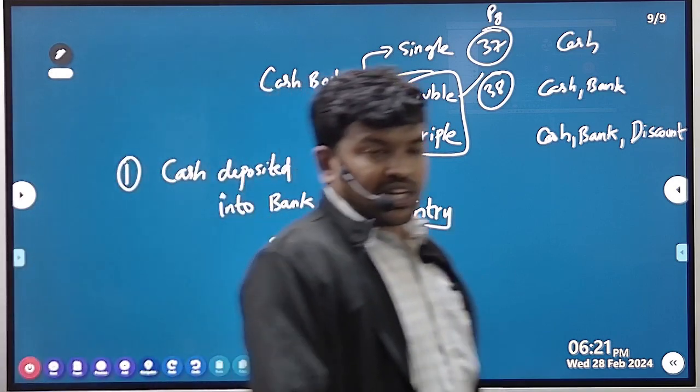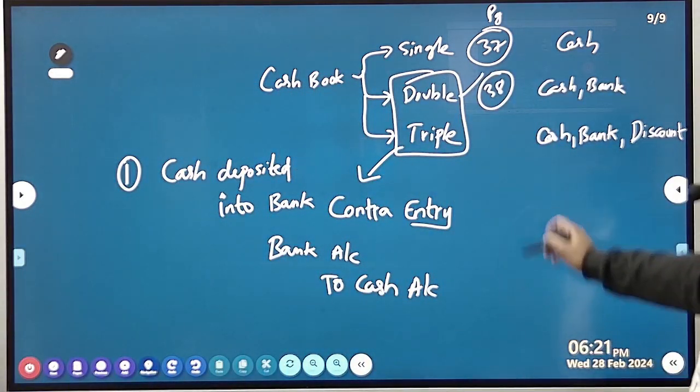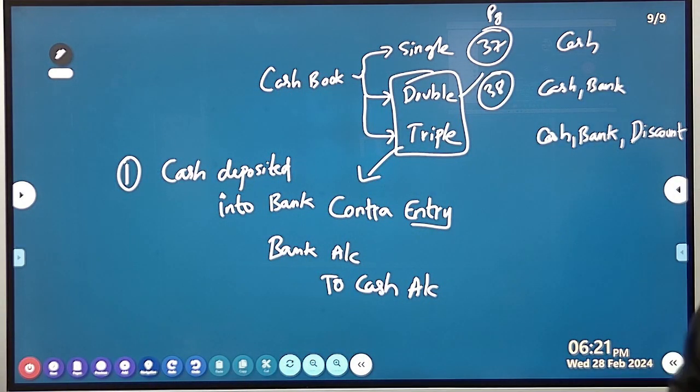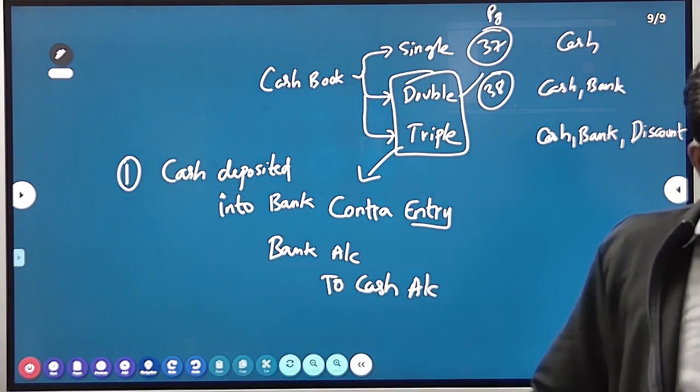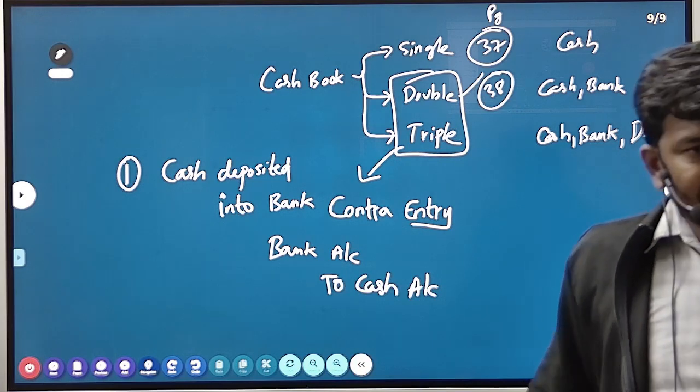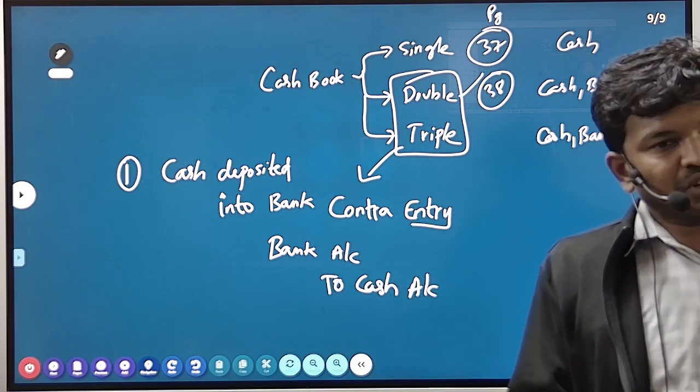Now go to the ledger posting, bank account. See this double column cash book once. Bank account debit, so to cash account. Yes or no? It has to be put in the bank column. Again to cash account, so cash account is also the same format. Yes or no? Same account is both cash account and bank account.